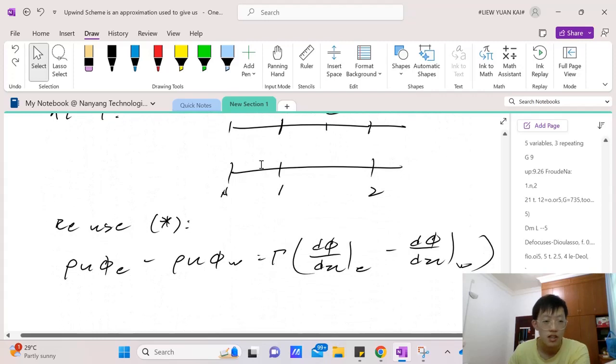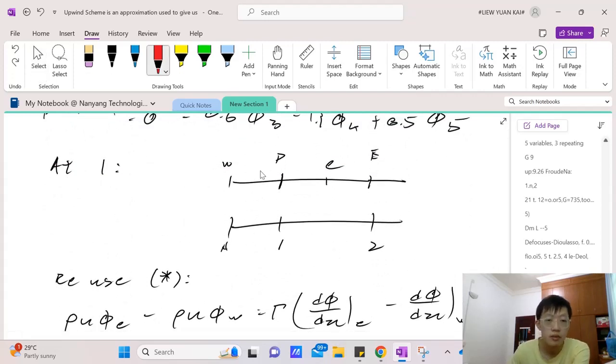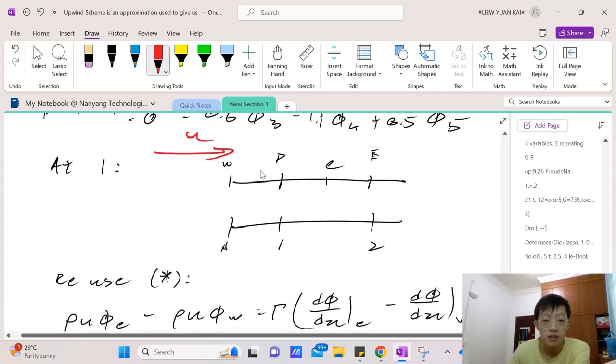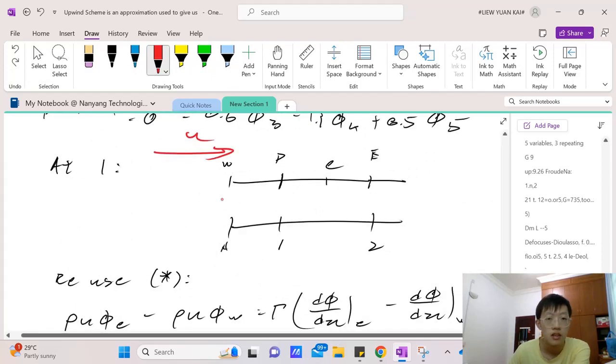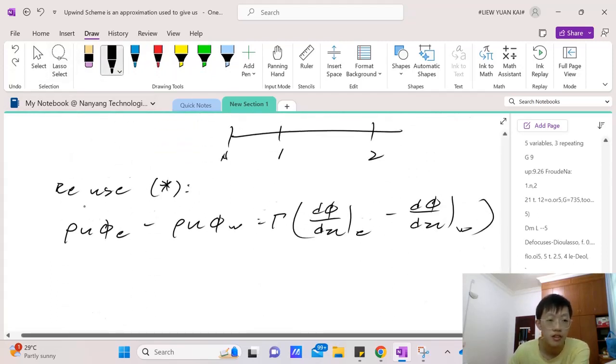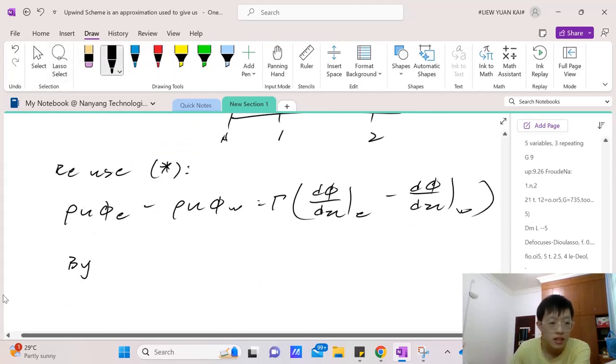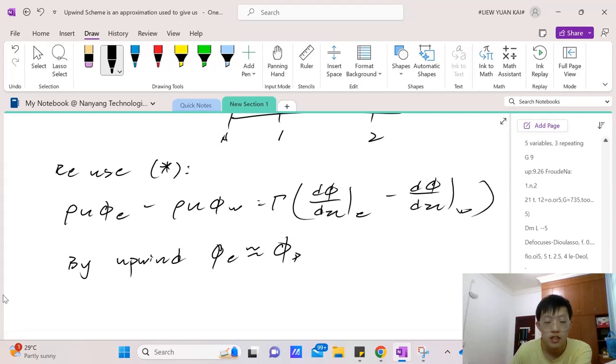So let's have a look. What is phi e? So remember we had the fluid velocity flowing this way. So that means phi p will be pushed onto phi e. So we know by the upwind scheme, so let me write down. By upwind, phi e will be approximately equal to phi p.